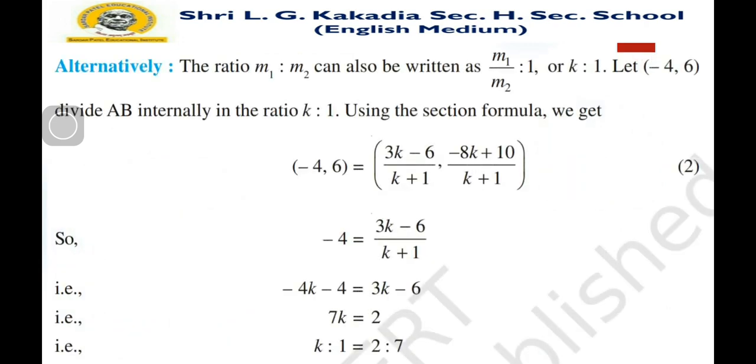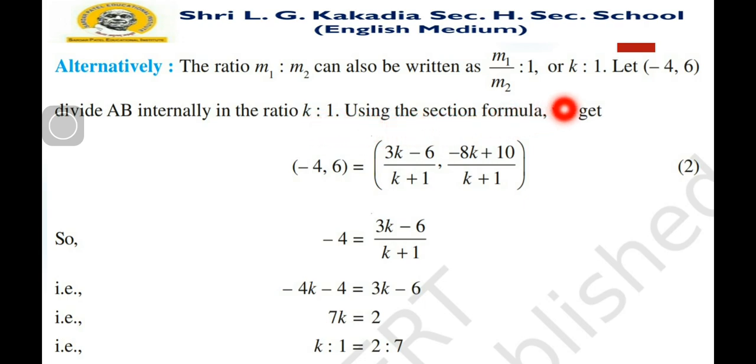Alternatively, the ratio m1 is to m2 can also be written as m1 by m2 is to 1, or k is to 1. We just assume that k is to 1. Let P, that is minus 4 comma 6, divide AB internally in the ratio k is to 1. We just assume that it divides AB in k is to 1 ratio.